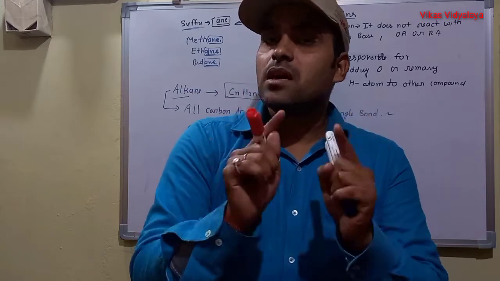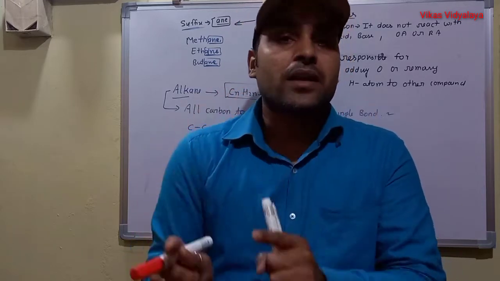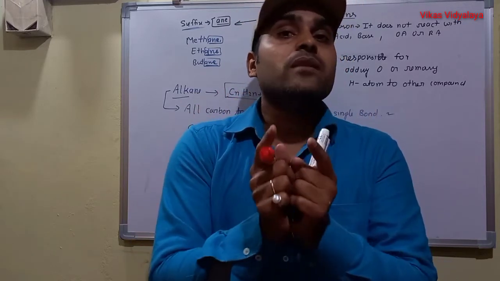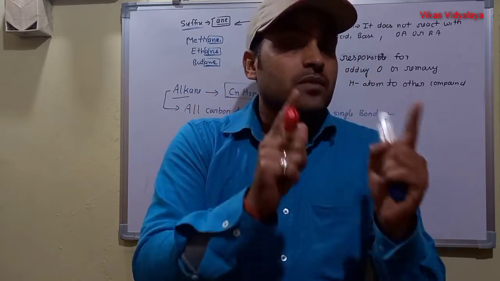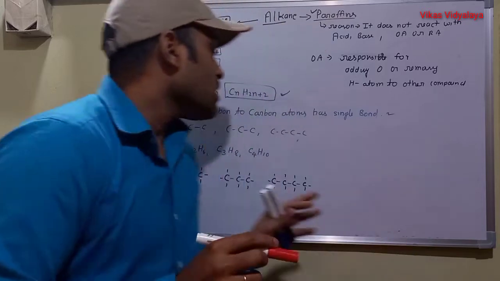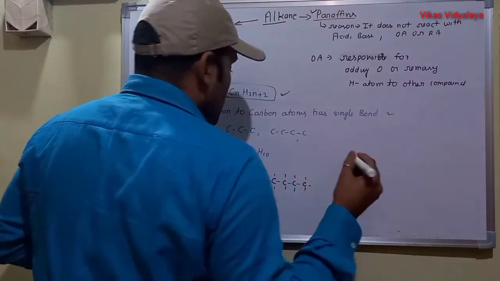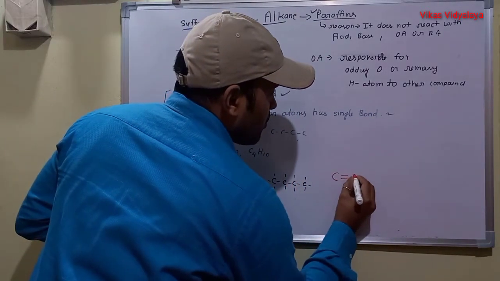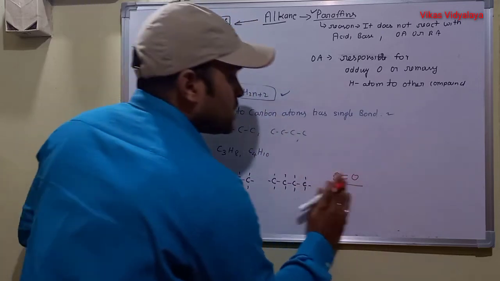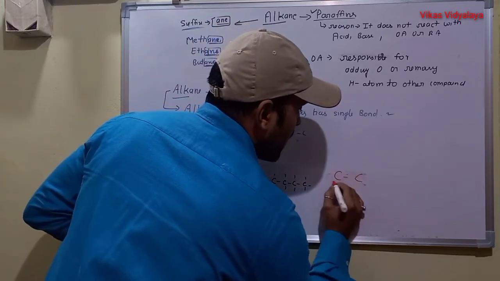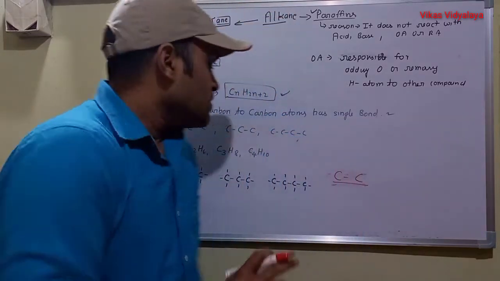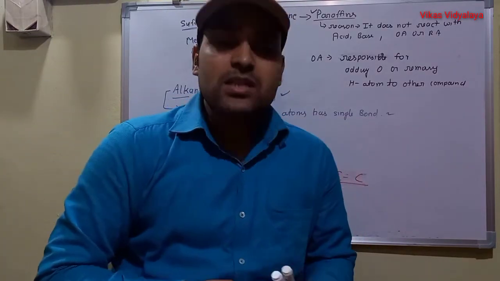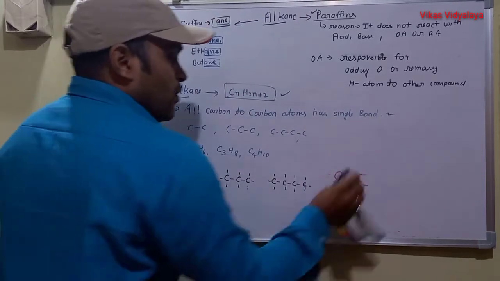Remember the line I am saying, between carbon atoms, single bond. Single bond between carbon atoms means we won't talk about others like C double bond O. No, it should contain carbon and carbon, both should be carbon. Between carbon atoms, if a single bond exists, then it is called alkane.